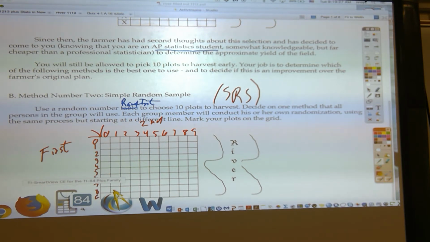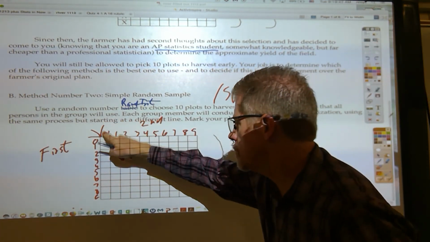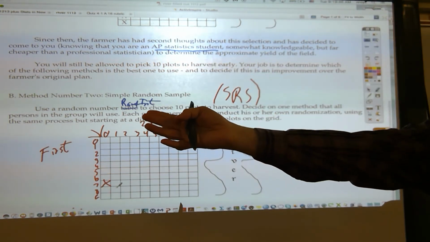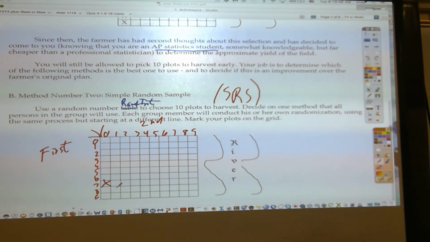Go to math, probability, random integer. So when you type this in, okay, let's go to Justin. Justin, what's the first number that came up randomly? 7. And the second number? Oh, wait. Just press enter again. Okay, 0. So what you're going to do is you're going to put an X in row 7, column 0, like that. Now, the rest of the people are going to probably have 2 other numbers, a different row and a different column.